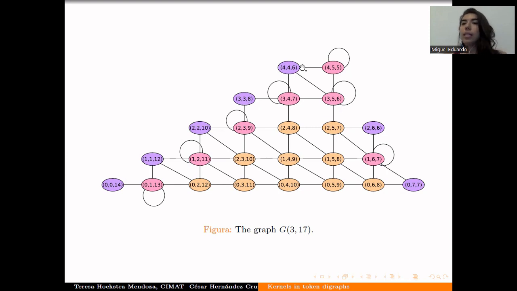So we can extend this to a dominating independent set of the whole graph. For example, we only need to add 2, 4, 8, 0, 3, 11, and 0, 5, 9. You can pause the video and check it yourself if you like. And that is an absorbing independent set of this graph. So if we take every vertex which corresponds to the purple vertices and to the other 3 vertices I mentioned, you will obtain a kernel for the token digraph on 3 tokens of the directed cycle of length 17. And you can do this in general.